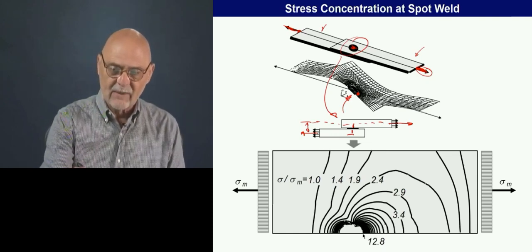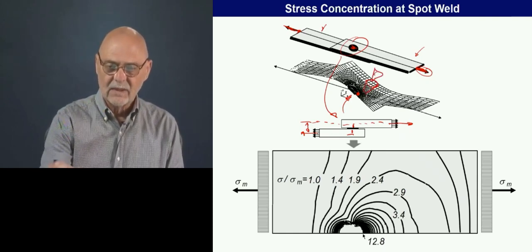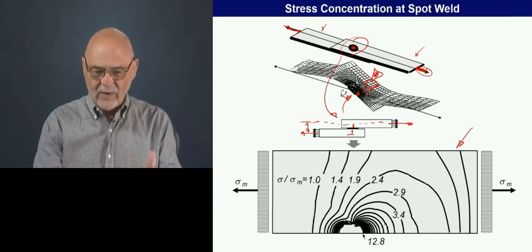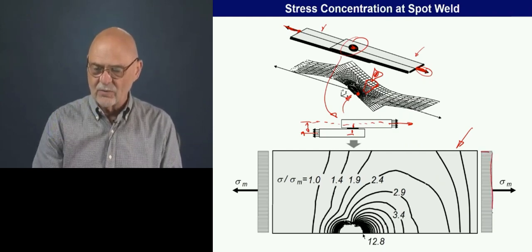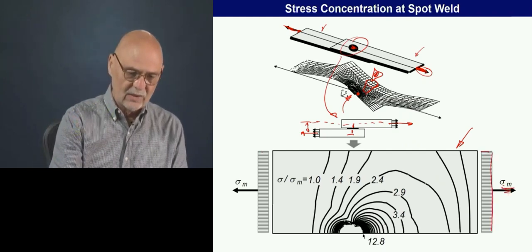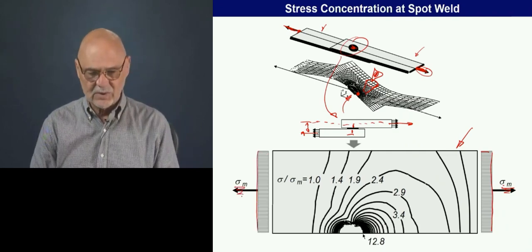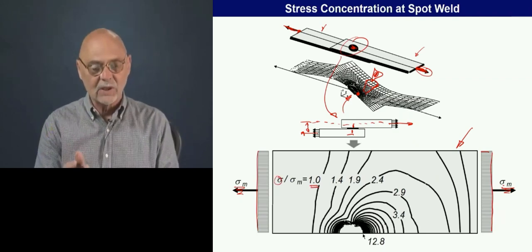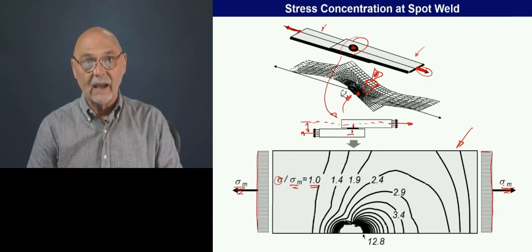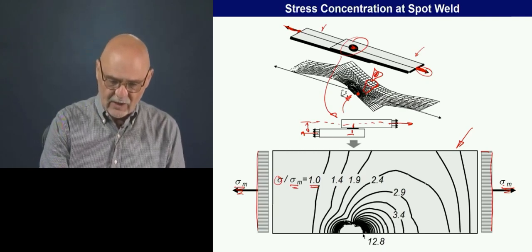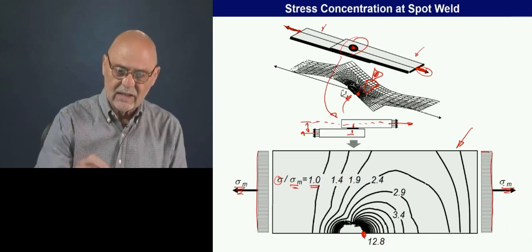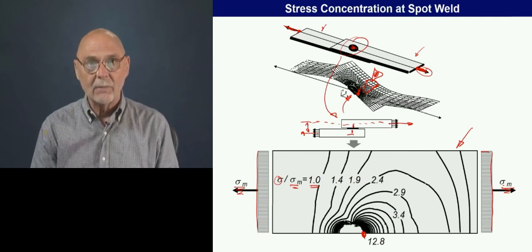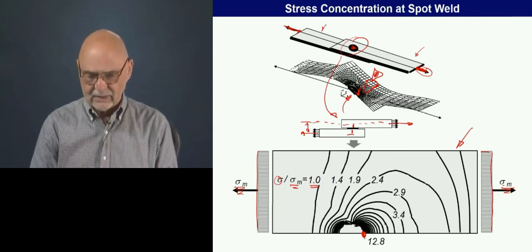If we look at this in the top view down here, we see this exploded view. Far away from the spot weld, we have a uniform stress distribution, sigma median is what we're talking about. And here we're showing lines of the ratio of the stress at a particular location divided by that average stress. You can see it gets very large right at the leading edge of the spot weld, over 10 times the median stress. Okay, so this can be a problem, particularly for fatigue.